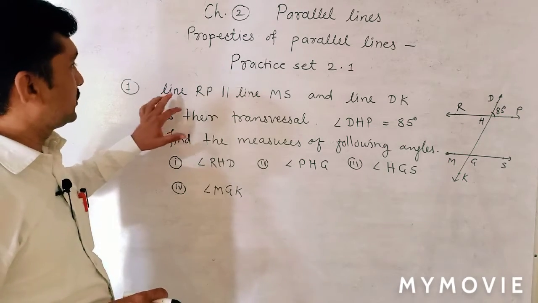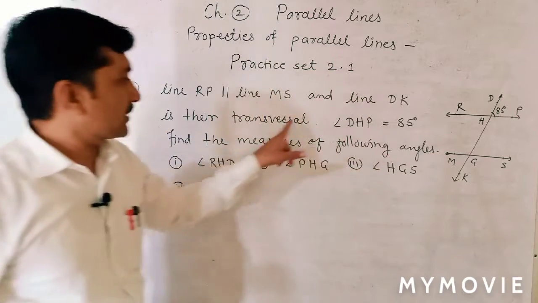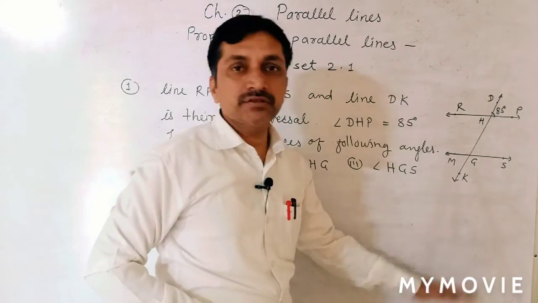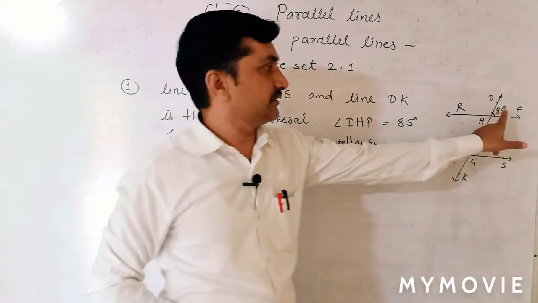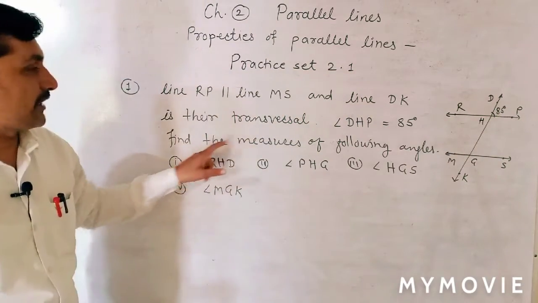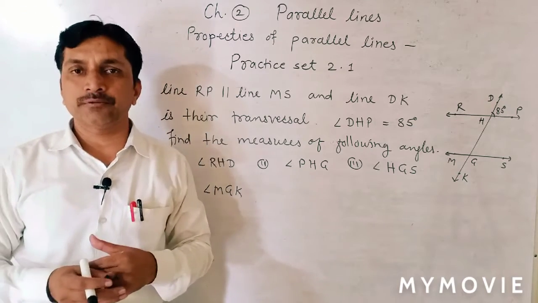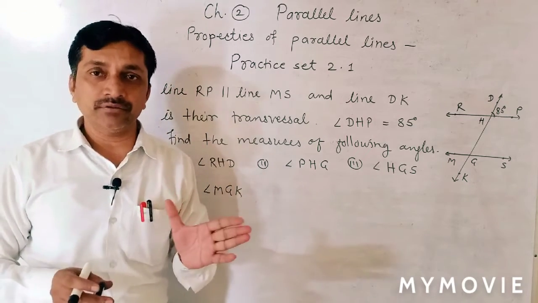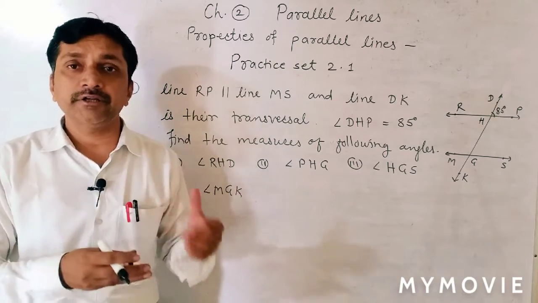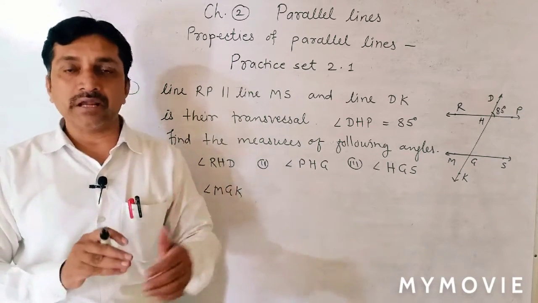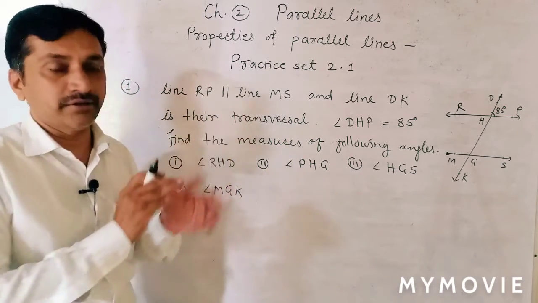Question number 1 is, line RP is parallel to line MS and DK is their transversal. Angle DHB is equal to 85 here, and find the measures of the following angles. We have to see the relation. If they are corresponding, then congruent. If they are alternate, then congruent. If they are interior, then supplementary. If they are angles in linear pair, then also supplementary. And related angles we have right there.